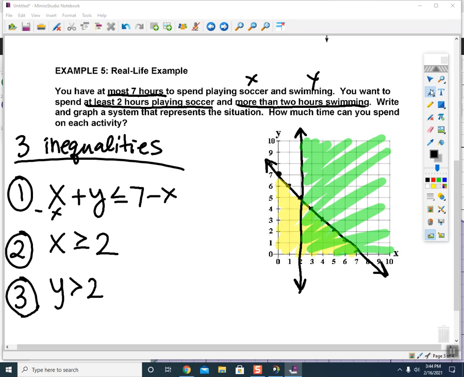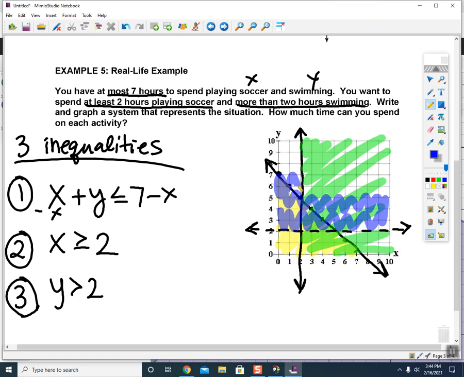My last one then is y is greater than 2. In this case, I'm going to use a dotted line at y equals 2. Y needs to be greater than, so we're going to shade above this line. What that means then is we have this overlap right here, this little triangle is where all of our inequalities overlap. So what it's asking is, how much time can I spend on each activity?